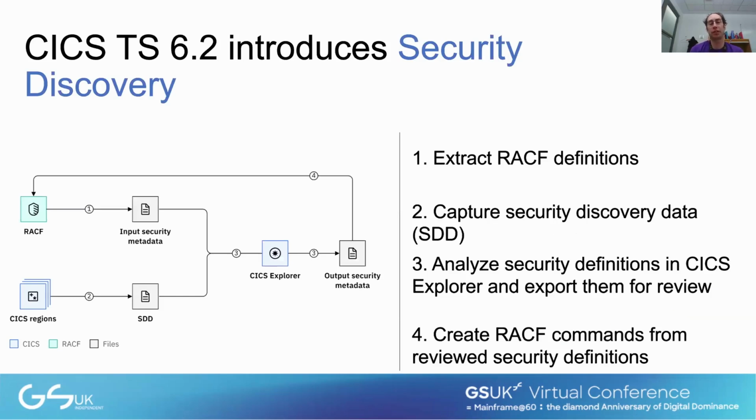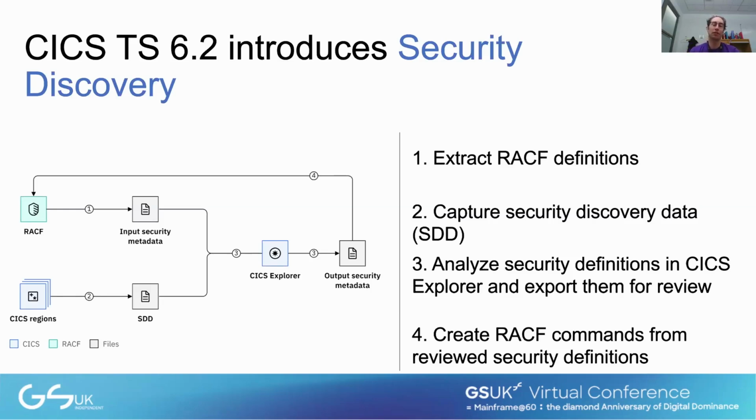So we'll start off with security discovery. So our security discovery process is kind of described there on the left. So we start off here by extracting your existing definitions out of RACF. So typically that's going to be transaction security, and we are making the assumption that you have transaction security active. So we're not aiming to start from no security at all. This is aimed at production systems, so we're expecting your production system to have security active.